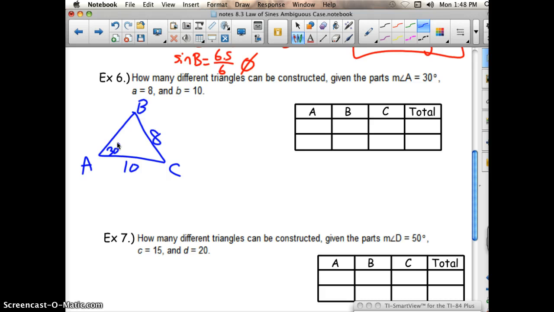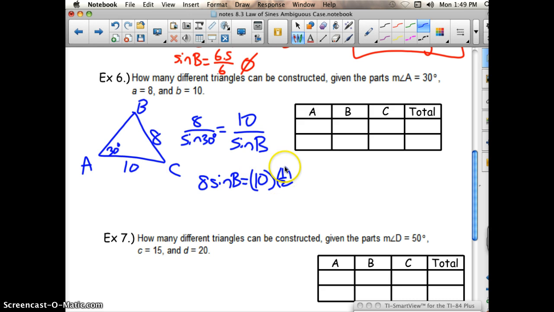So, using the law of sines, 8 over the sine of 30 equals 10 over the sine of B. Sine 30 comes up a lot in these problems. 8 sine B equals 10 times the sine of 30, which is 1/2. Well, that's going to give me 5. So I have 8 sine B equals 5. Divide both sides by 8.